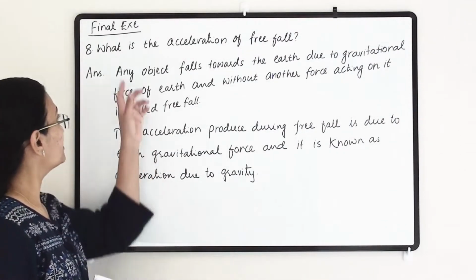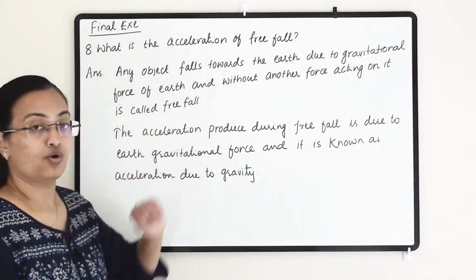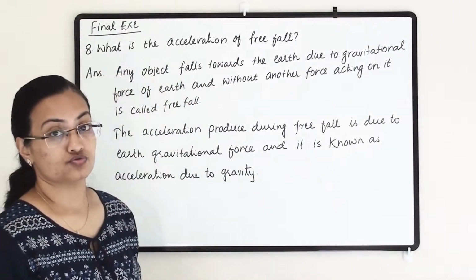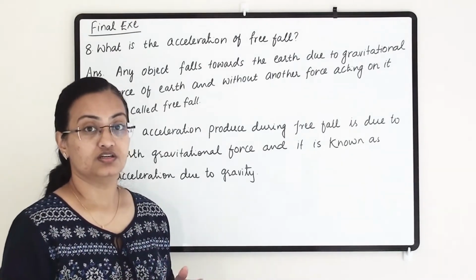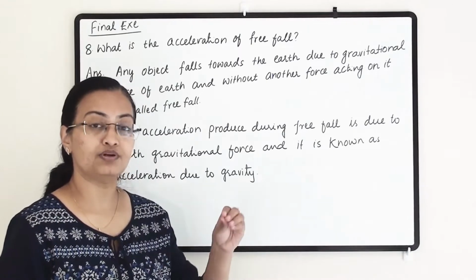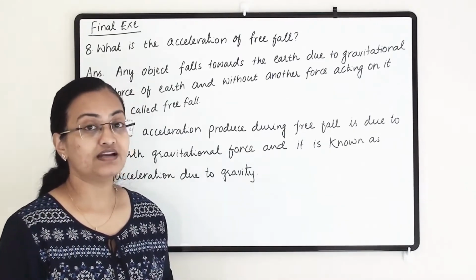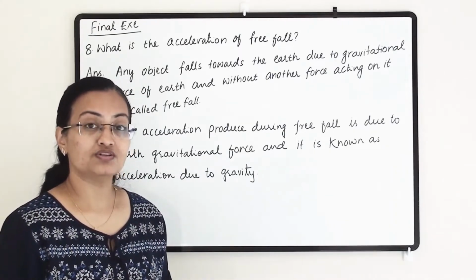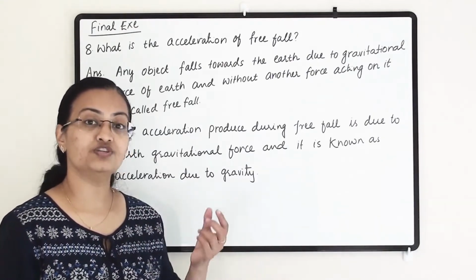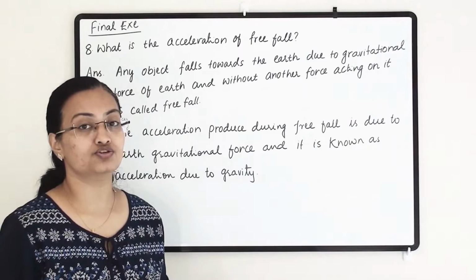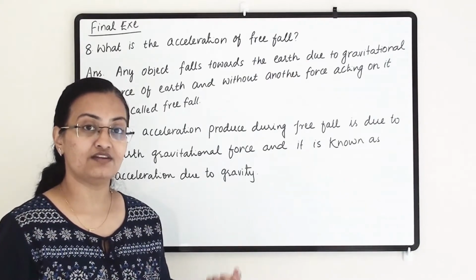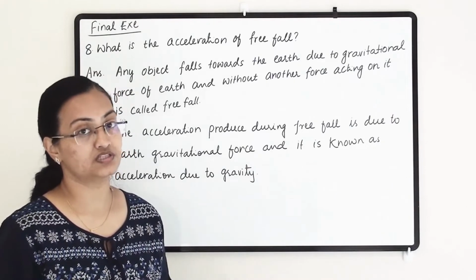Our eighth question is, what is the acceleration of free fall? First of all, what is a free fall? Any object falling under the gravitational force alone. For example, we are dropping something. That is a free fall because there is no external unbalanced force acting on it, and that object is falling due to the gravitational force of the earth. Earth is pulling that object towards itself and that's why it is falling towards the earth.